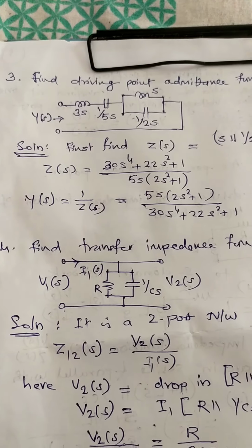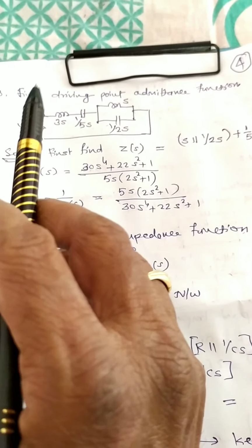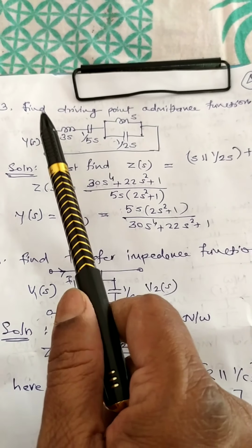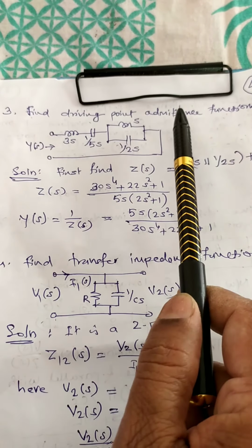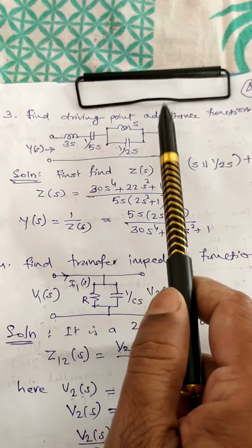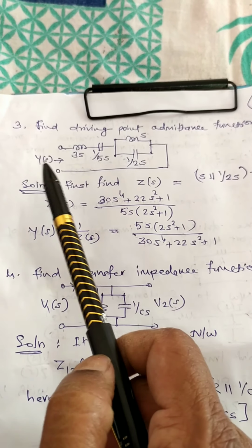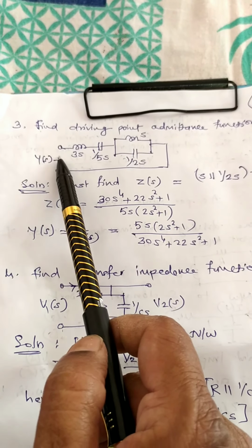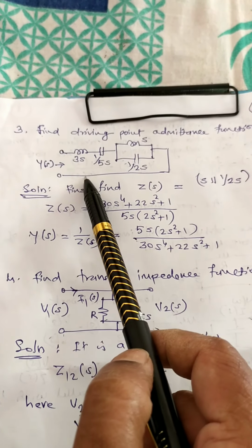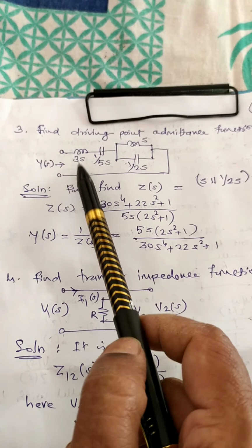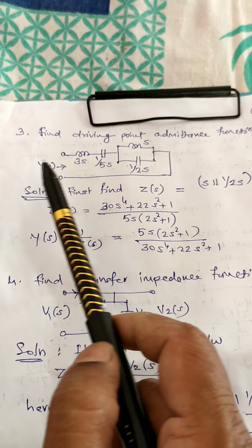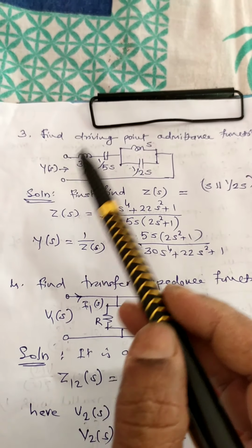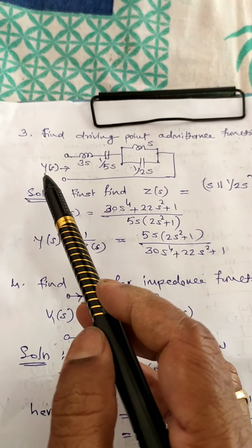Coming to the third example. I am now demonstrating how it can be solved. Just look at the problem. Find the driving point admittance function. They are asking for the admittance function Y of s, looking from this side. Actually Y of s is I by V, so it is difficult. The better method is to first find Z of s, V by I, and then take 1 by Z of s, which becomes Y of s.